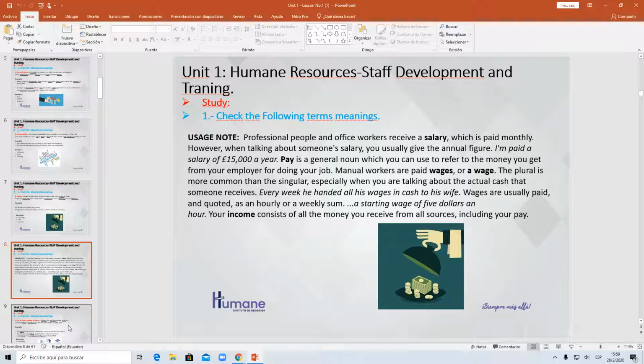Your income consists of all the money you receive from all sources, including your pay. So these are the basic differences between these terms. A salary is paid to professional people, as we mentioned before: doctors, teachers, lawyers, and so on. Pay is a noun that you use for the money your employer gives you when you're doing the job. The wage is specifically for manual workers like builders or painters. An income is the money that you receive from all of the sources. Okay?